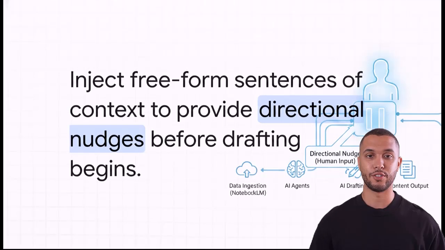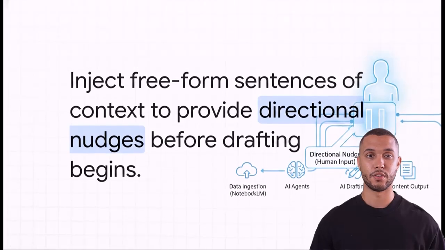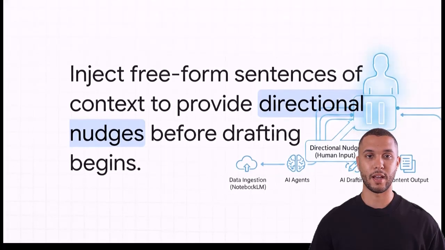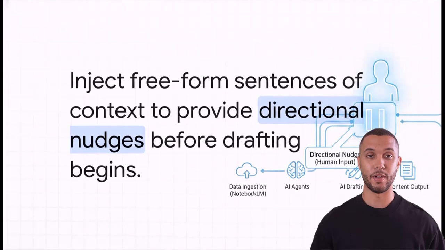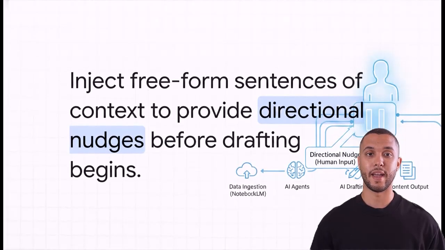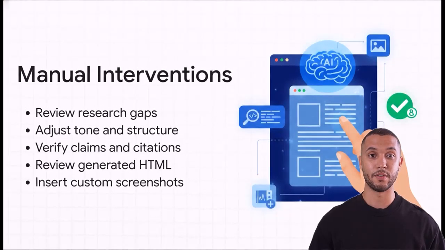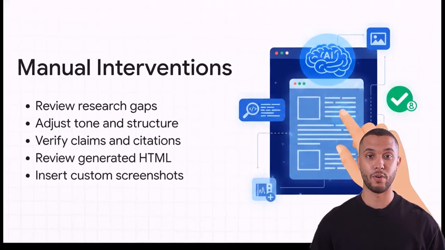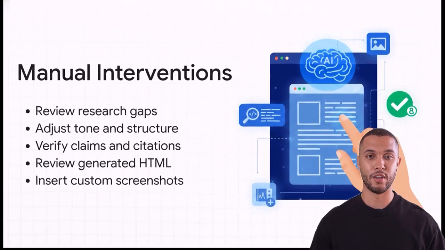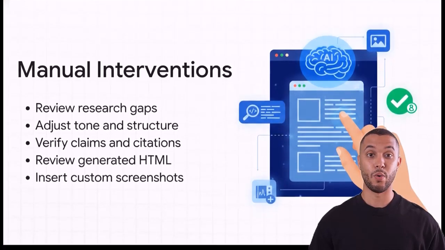For instance, before the actual drafting step even kicks off, you can inject a couple of free-form sentences. You can say, hey, focus heavily on this specific angle or make sure to weave in the specific customer story. You dictate the unique flavor and the AI just naturally incorporates it. And again, because every single output is saved as a discrete file, your manual interventions can be laser targeted.